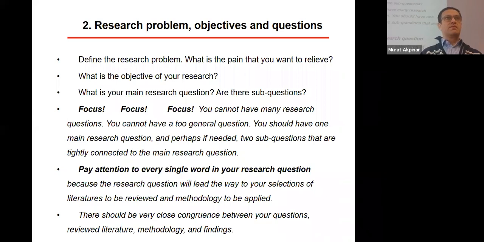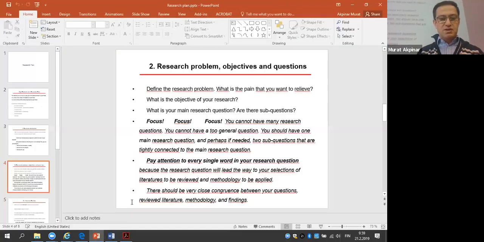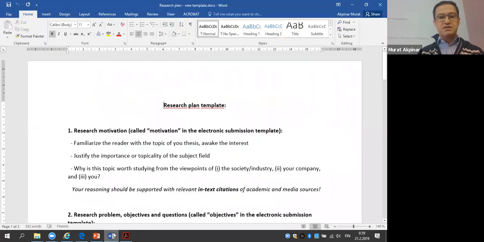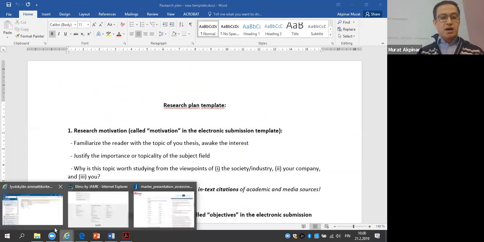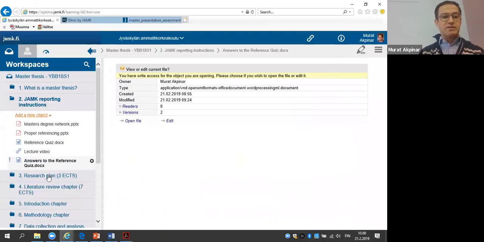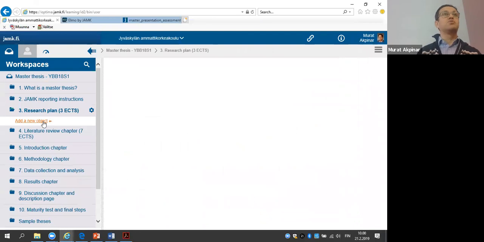So these 2 tasks we'll do in the main format. I will share with you a research plan template. I can already show that to you. So the template, I have it already here. That will be after today's session in the Optima workspace under the research plan folder. So here I will put the lecture notes, the video, and also the template.